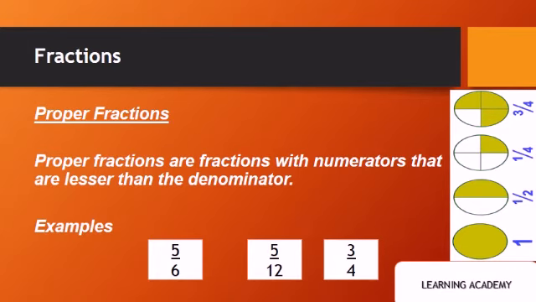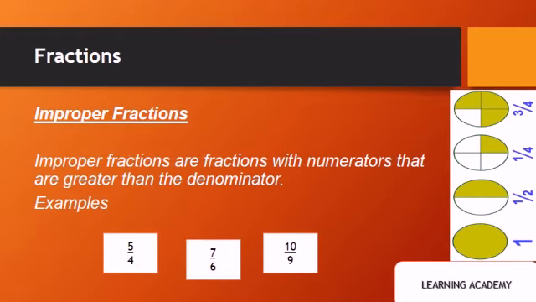Proper fractions. Proper fractions are fractions with numerators that are lesser than the denominator. Examples of proper fractions include 5/6, 5/12, 3/4, and also 3/6. These are all examples of proper fractions.